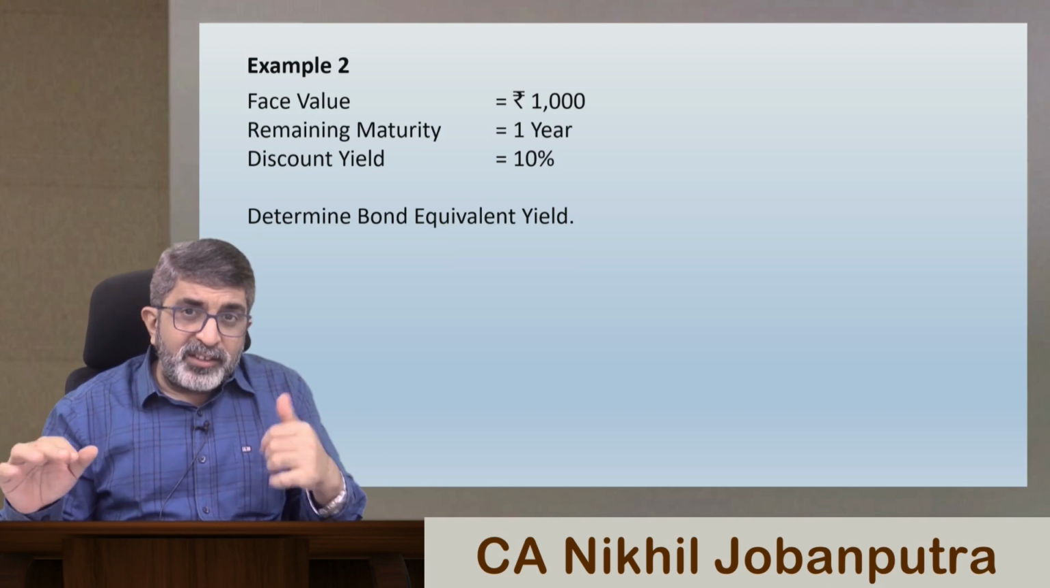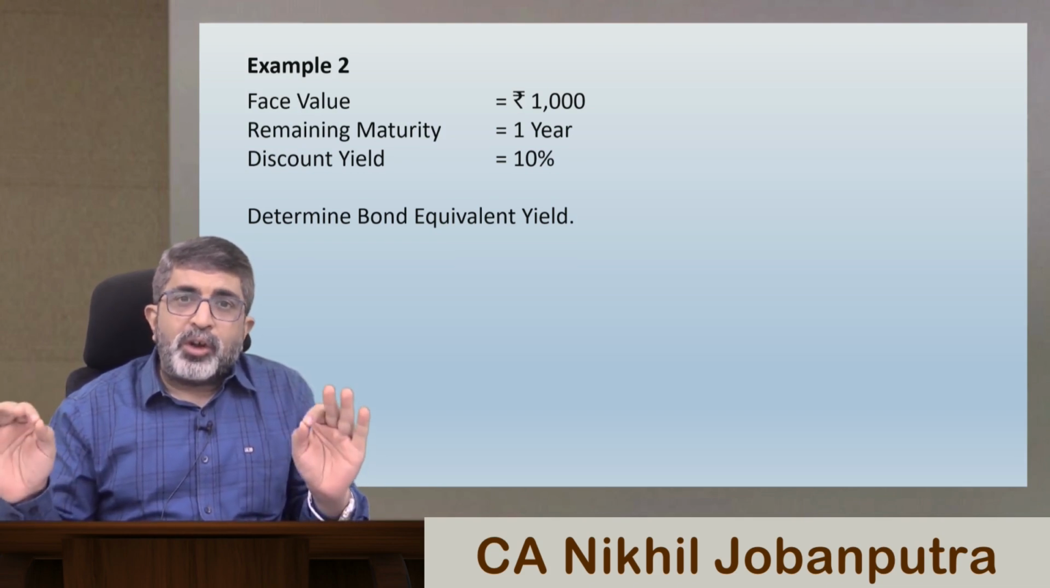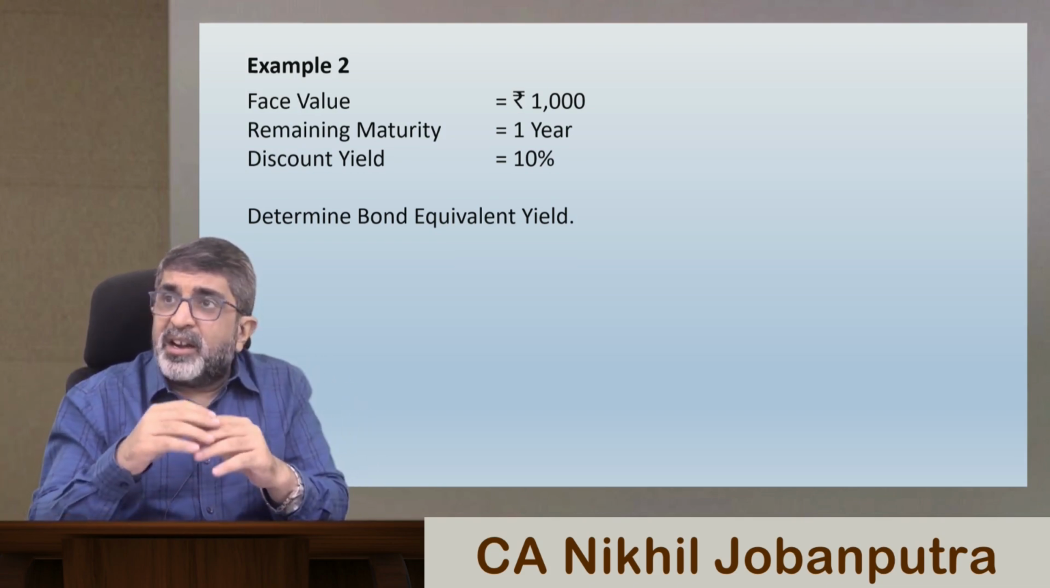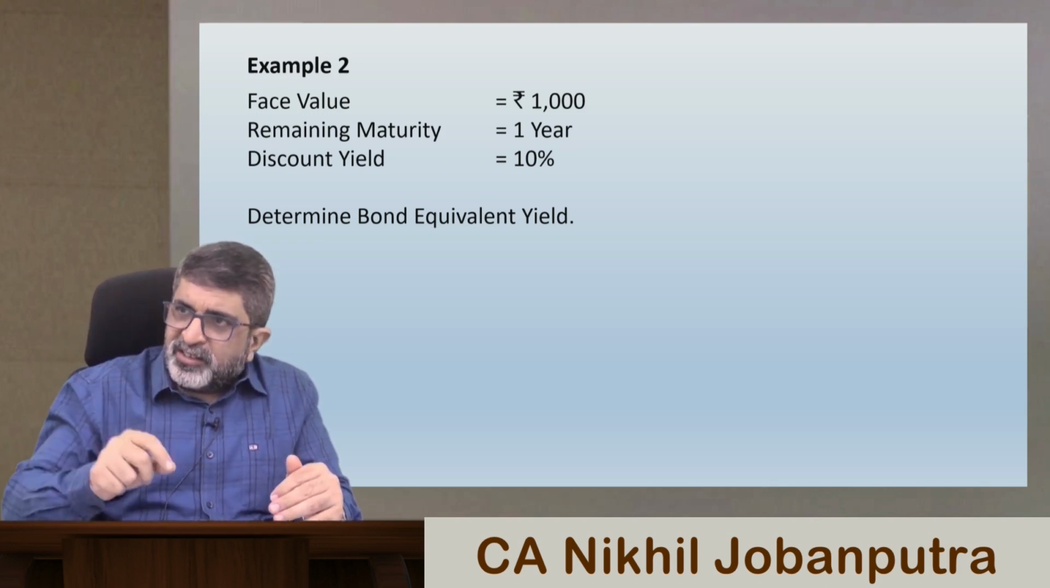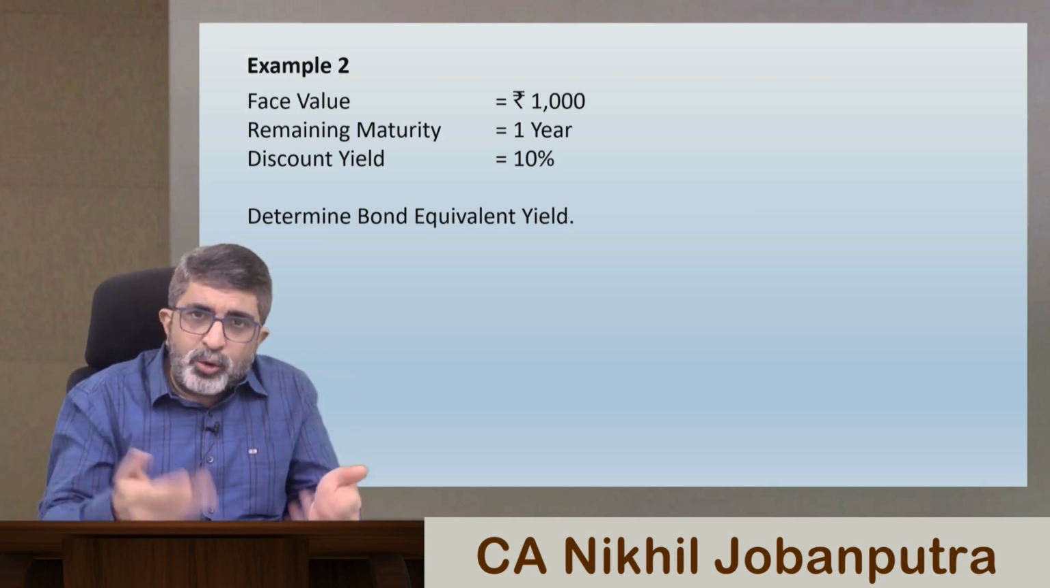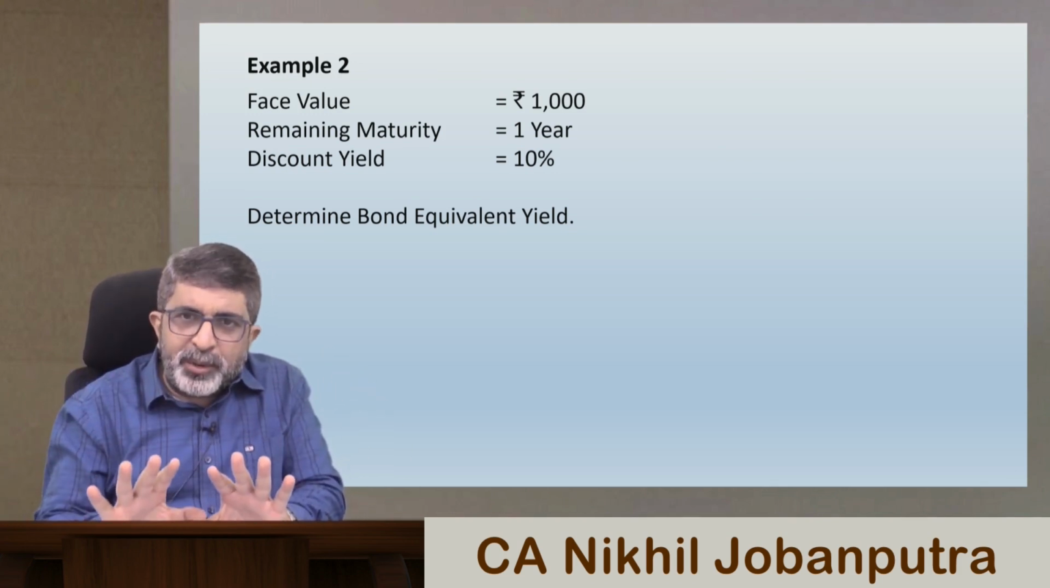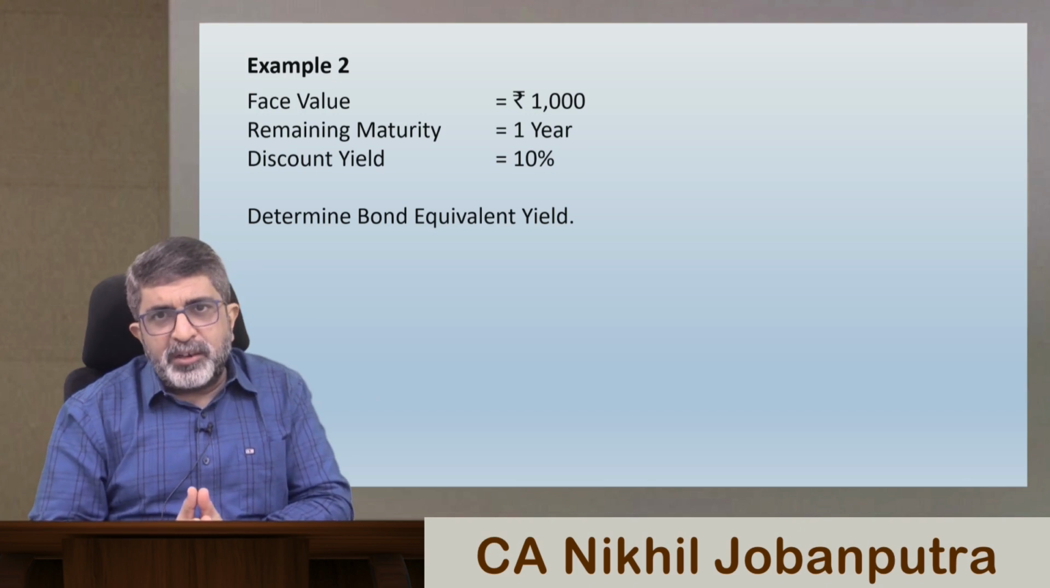Good thing about this instrument is it has 1 year maturity. So number of days adjustment and number of days remaining to maturity and what convention you need to follow, 360 or 365, you don't have to enter into all that. So things become very simple when 1 year is the maturity period.